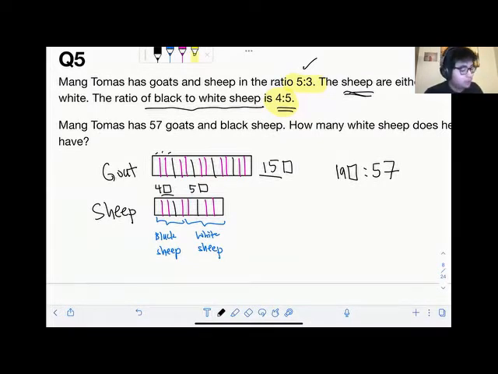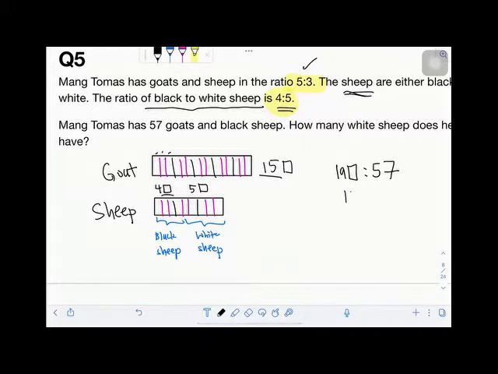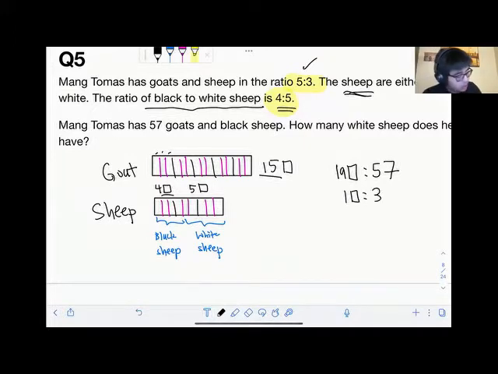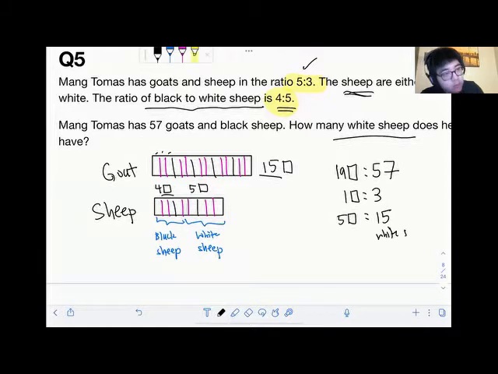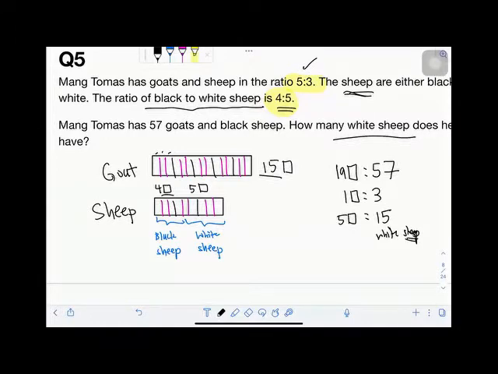Ano po yung susunod? Bali, ang isang box po ay equivalent ng 3 po. Okay. At sa huli, how many white sheep does he have? 3 times 5 po is equal to 15 white sheep po. Ayun. 15 white sheep. Sakto po. Thank you. Thank you po. Salamat.